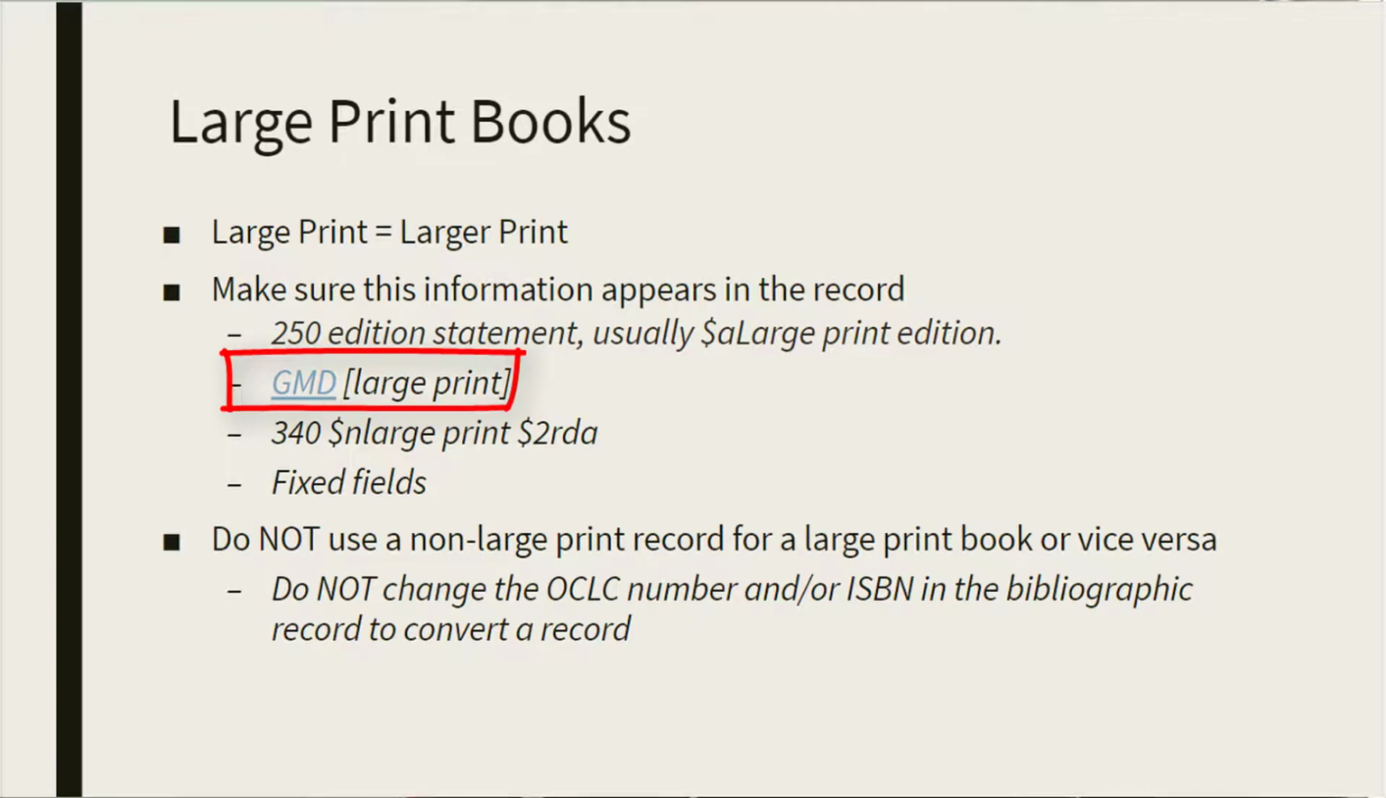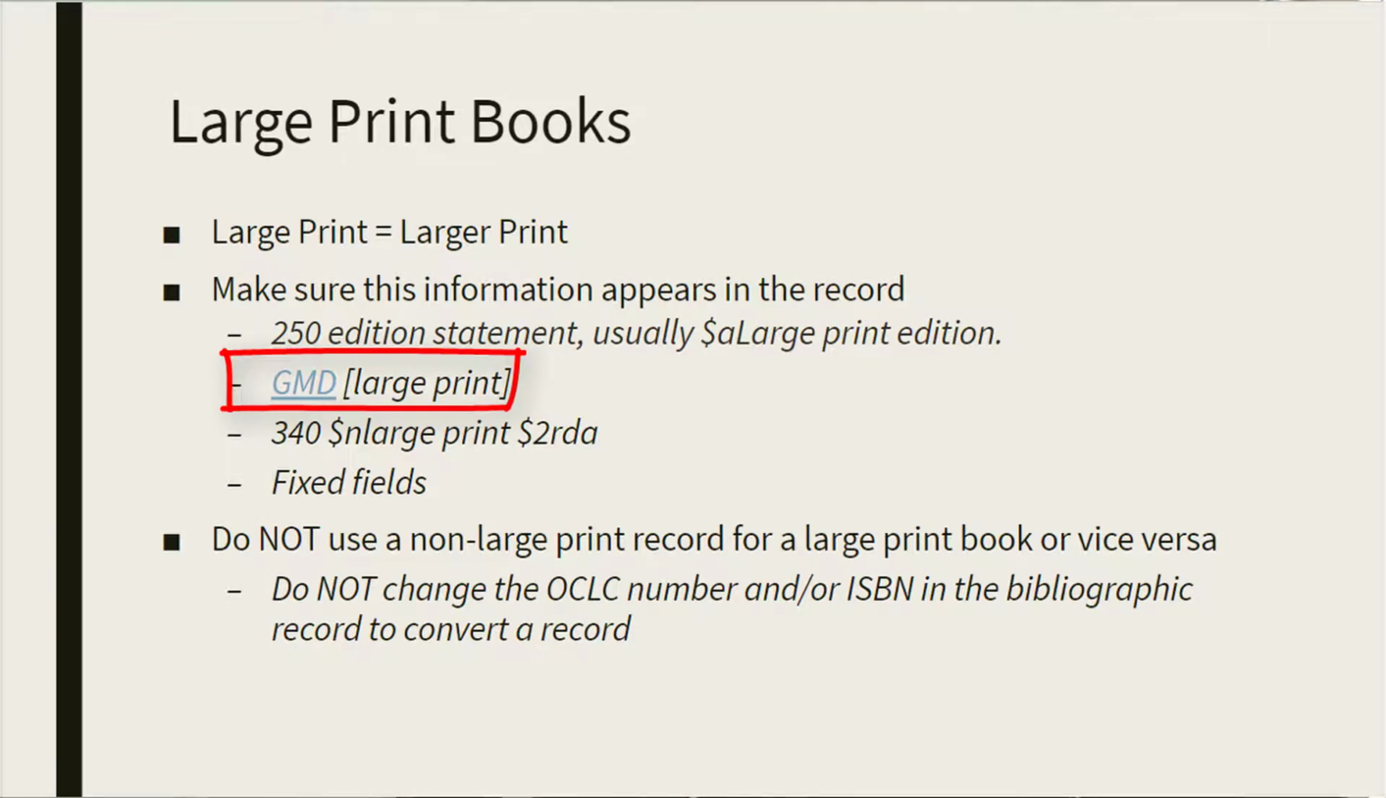That could also be in the GMD. Fixed field number 1, GMD number 2, and then other places number 3 as far as priority of where you need to make sure that it says that it's large print. GMD, General Material Designator, that's the square brackets next to the title. The H subfield and the 245.